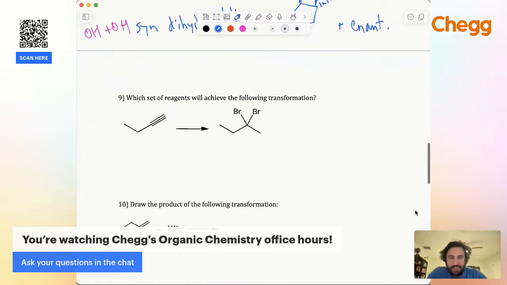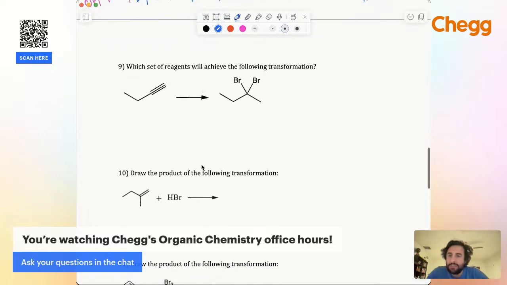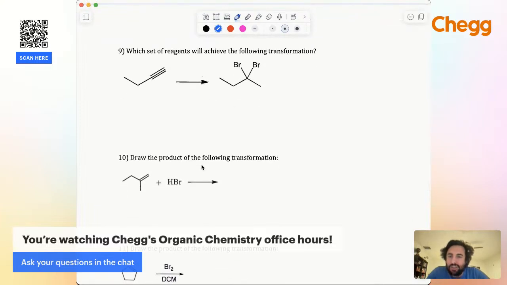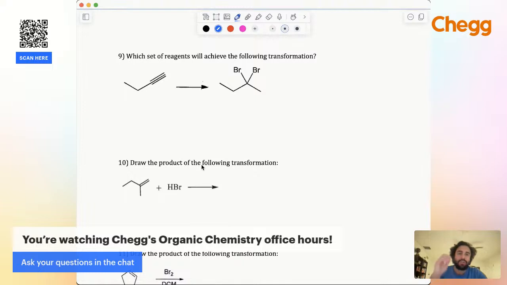Okay, we got time for, let's do 2 more, maybe 3. So which set of reagents will achieve the following transformation? So sometimes you have to provide the product. Given a substrate and reaction conditions, draw the product. Sometimes, given the reaction conditions and the product, draw the substrate. Sometimes, given the substrate and the product, give the reaction conditions. So we have to understand what happened.